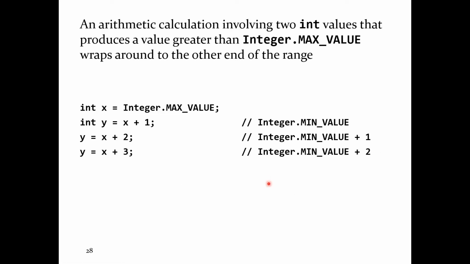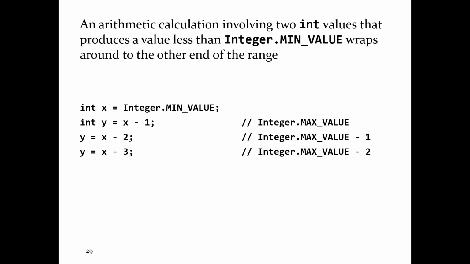X plus 3, so I start out at the largest int value and I go over 3 spaces, but they're not here. So instead I wrap around and then go over 2 spaces to get integer min value plus 2. The same thing happens if I'm at the other end of the range. If I'm at integer min value and I subtract 1, there's no value over here, so I go around to the other side and I get integer max value. Integer min value minus 2, I want to go over 2 places. There's nothing over here, so I wrap around and then go over 1 place to get integer max value minus 1. And the same thing happens for x minus 3.